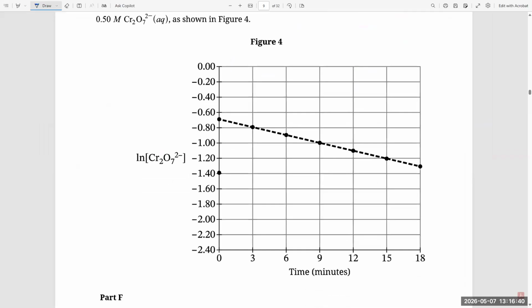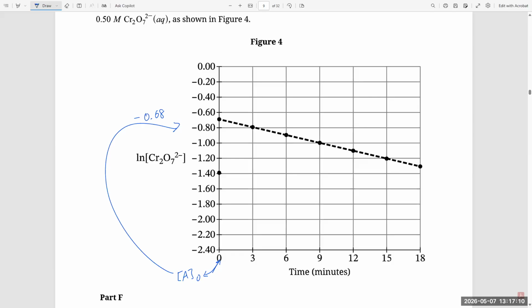So A naught is going to be at time zero, right? So this is A naught. At A naught, what you're going to end up with is going to be here. It's just between 6 and 8, but closer to 6. So I'm going to call this negative 0.68.